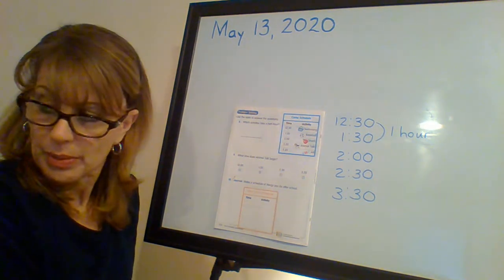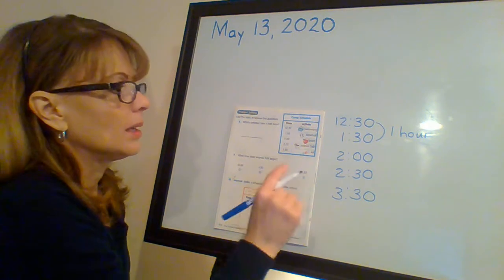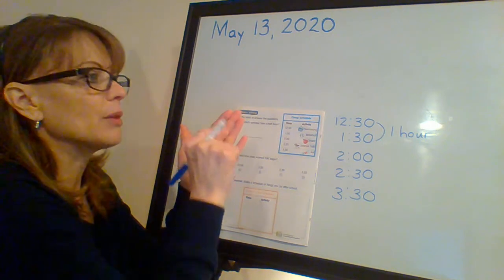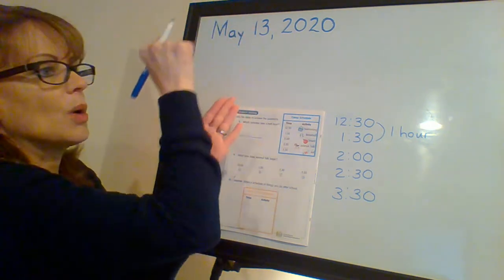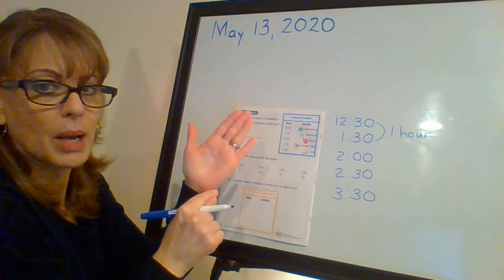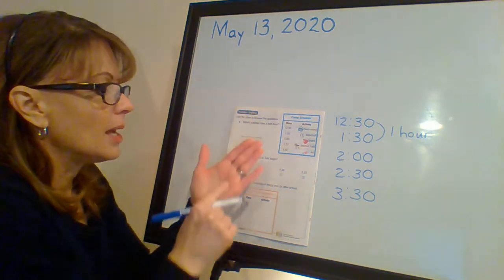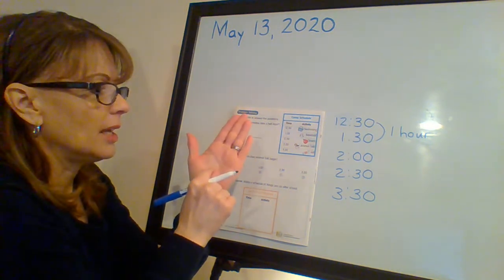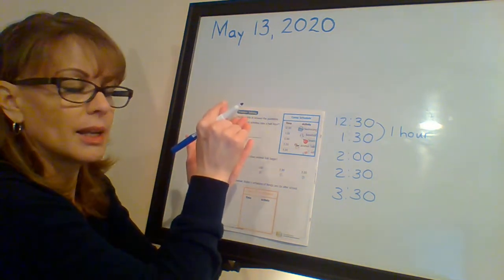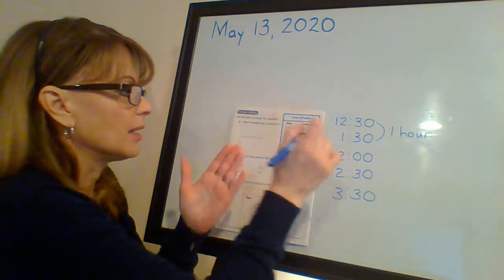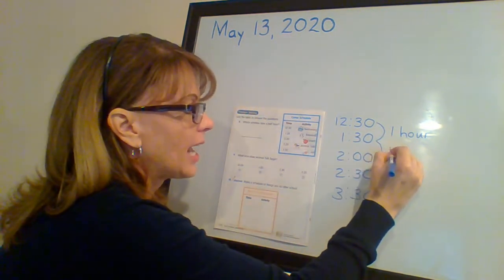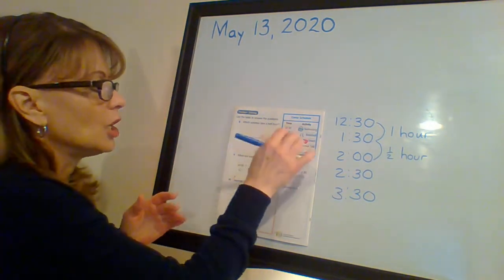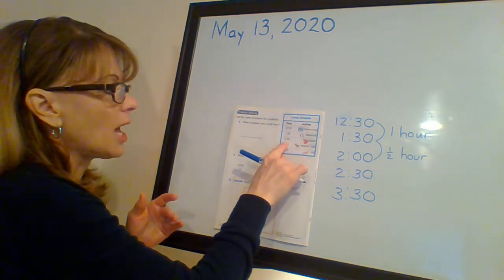I should have brought my clock with me. Sorry about that. Do you understand that if you're at 12:30 and you go all the way around to 1:30, that minute hand has to go all the way around the clock and get to the bottom? So that's a full hour. But now make your clock at 1:30. If your clock is at 1:30 and it goes to 2 o'clock, how many minutes was that? That was 30 minutes. So that was a half hour, right? So from 1:30 to 2 o'clock is a half an hour.